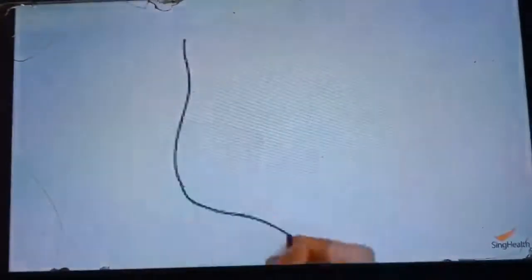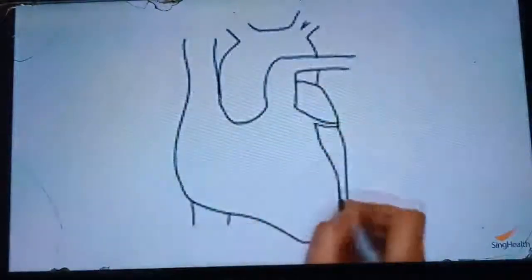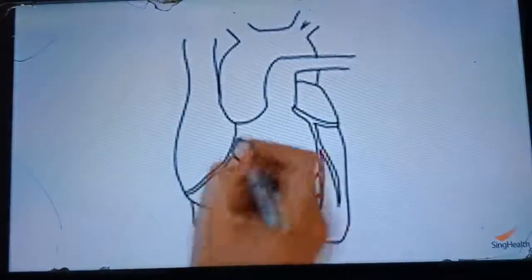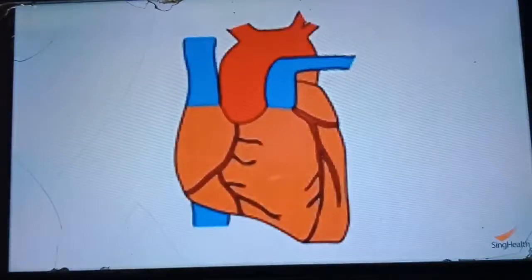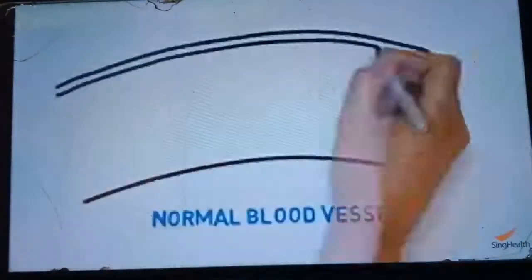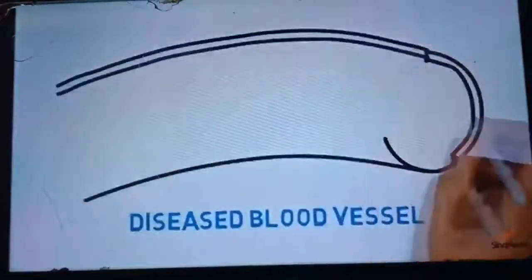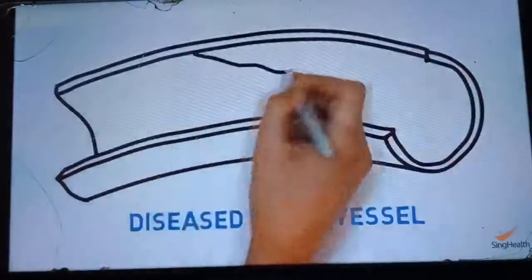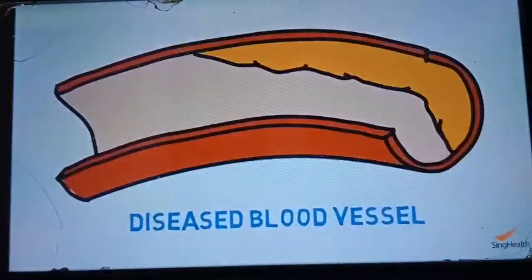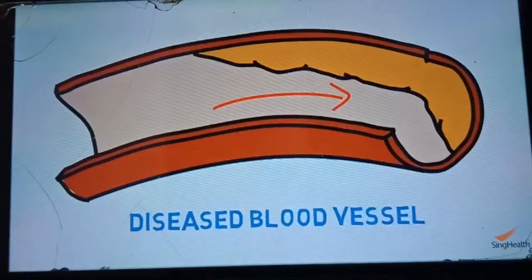Animation. Let us study angiography and angioplasty. Coronary angiography is a minimally invasive procedure that allows doctors to detect narrowed or blocked blood vessels in the heart. In a healthy person, the blood vessels allow smooth flow of blood to the heart muscles. In patients with coronary artery disease, the blood vessels supplying the heart are narrowed by fatty deposits. This results in reduced blood flow to the heart muscle, which can cause chest pain.